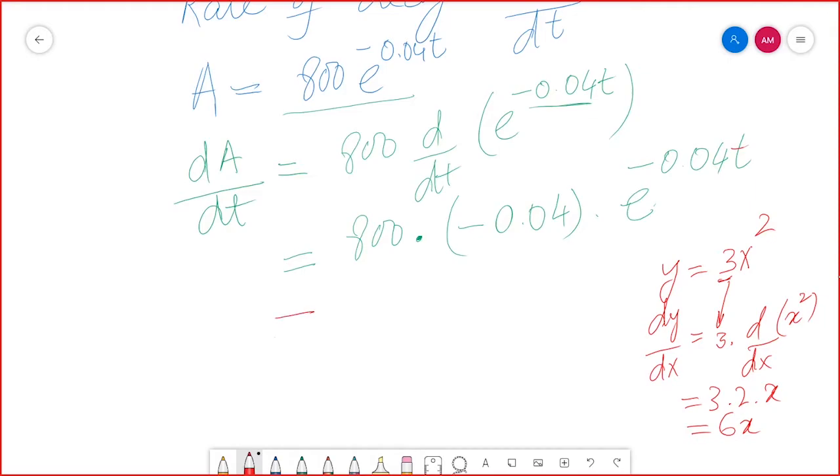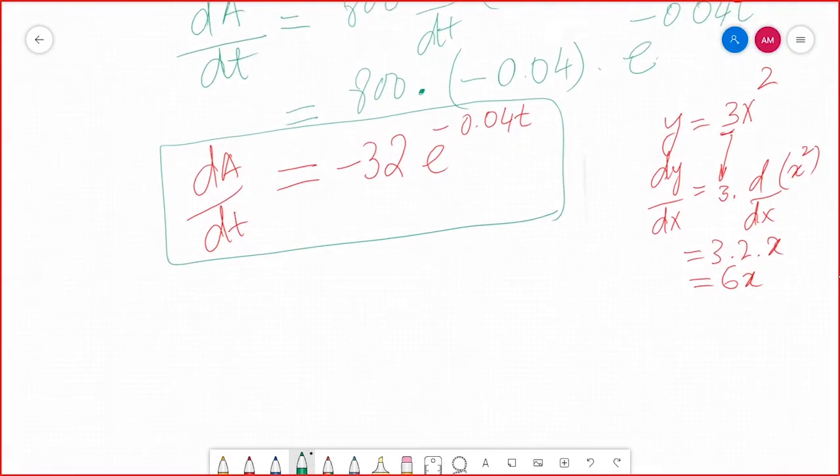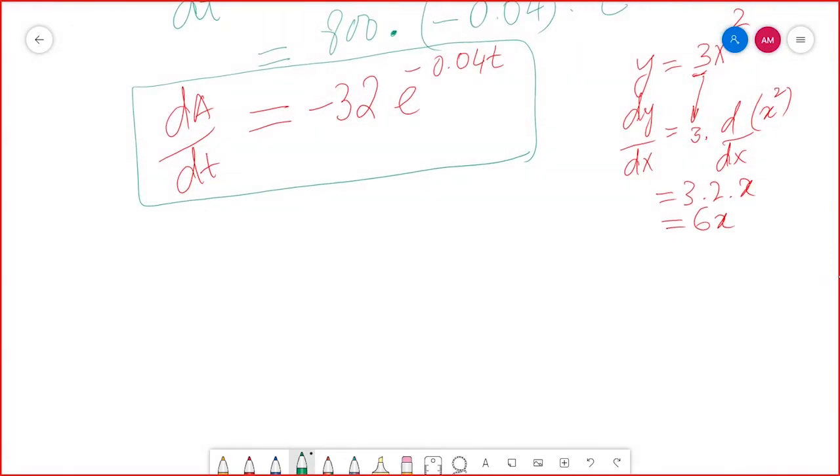Very nice. So it becomes negative 32 times e raised to the power minus 0.04t. So this is your dA upon dt. This is your rate of decay. You understand that? Good. So I just put it here, and now let's move to the next part.